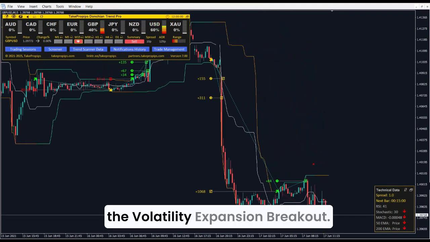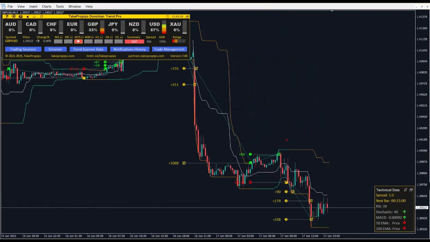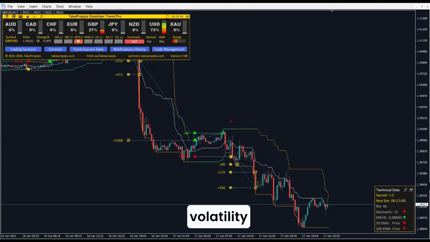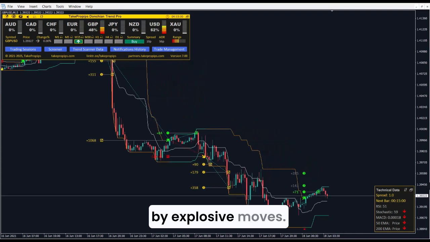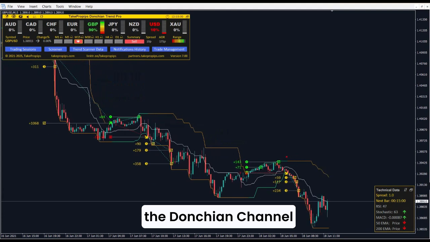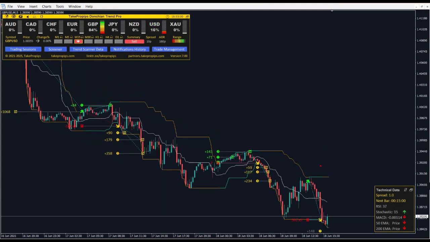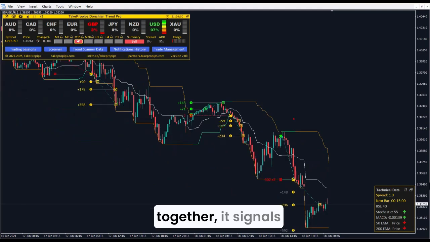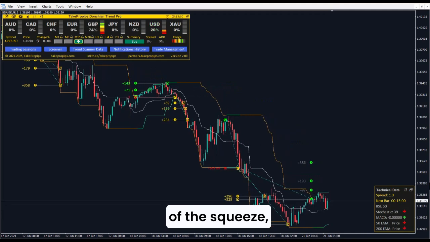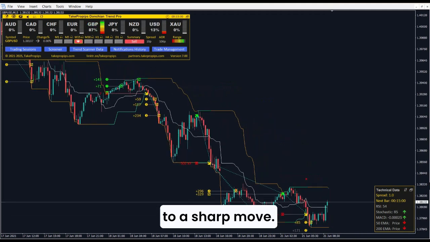Next up is the volatility expansion breakout. This strategy is based on the idea that periods of low volatility are usually followed by explosive moves. Tools like Bollinger Bands or the Donchian channel can help identify these periods. When the bands squeeze together, it signals low volatility. When price breaks out of the squeeze, it often leads to a sharp move.